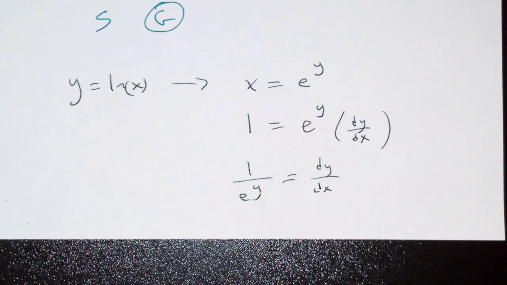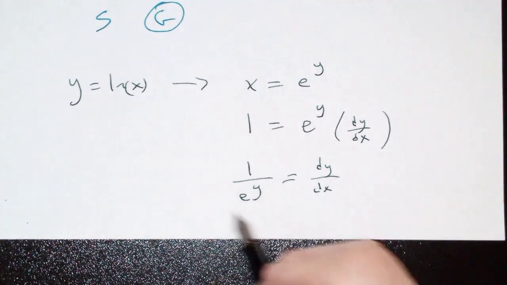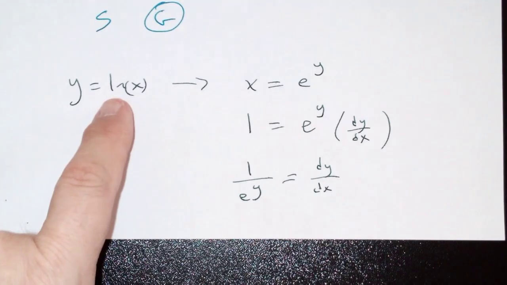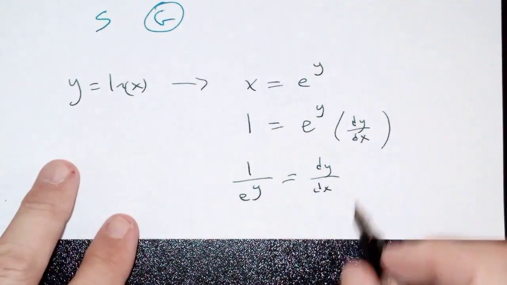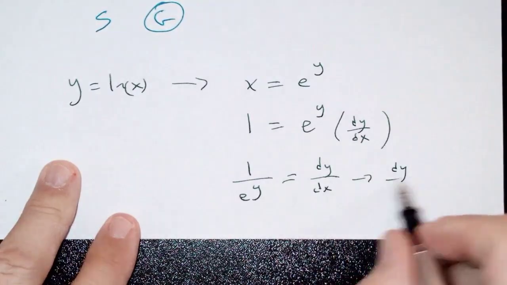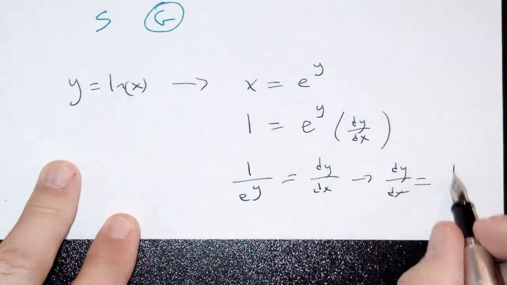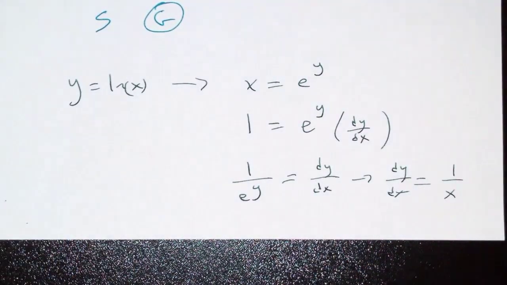Now, here's where the comment I made to Fiona earlier comes into play. I don't like having an implicit form when I started with an explicit form. So I take that e to the y and I swap it back. And I get dy dx is 1 over x. So whenever I am dealing with a logarithm in my problem, I'm going to get a 1 over.